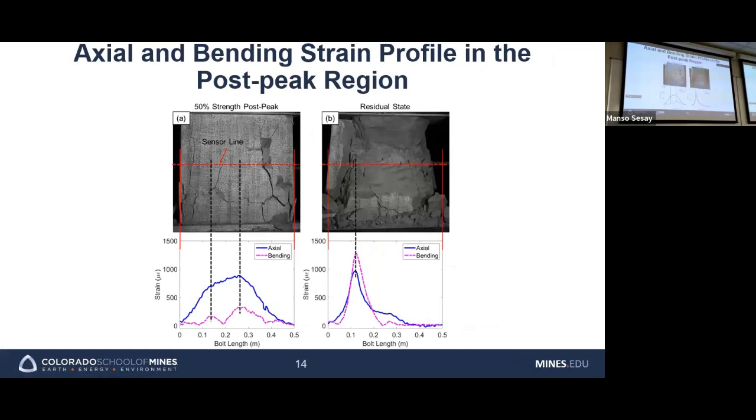Also, in the post peak region, if you see, we can also see some surficial features that we see on the specimen that we captured from the DIC. We can see similar behavior on the rock bolt that is inside the specimen. So you can see the peak that we have here, similar to what I saw in the video, that this part is falling off.